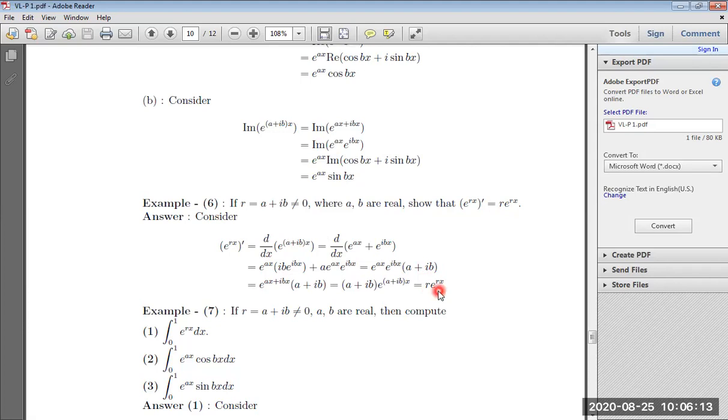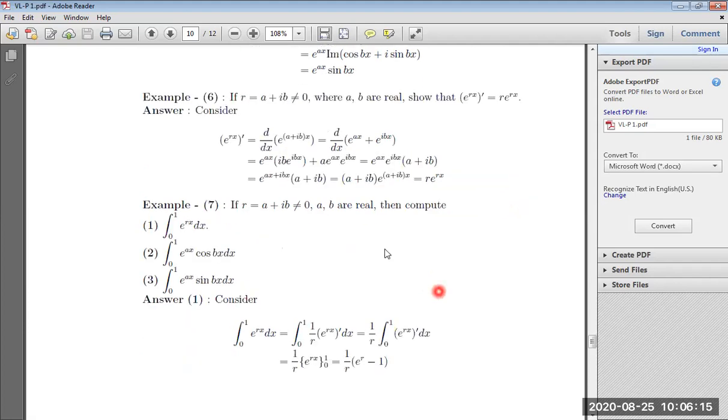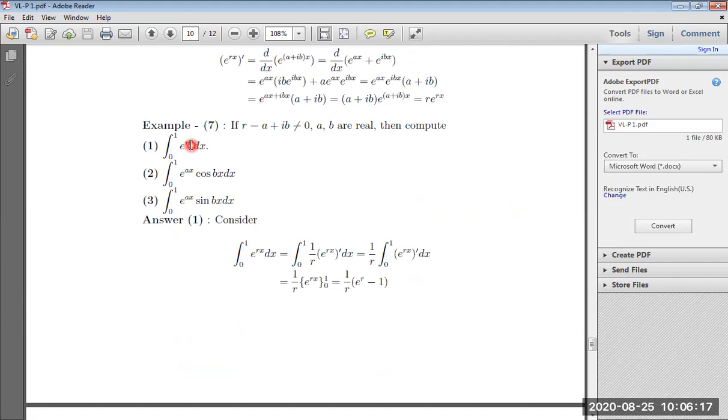Now here in example 7, you have to take the integration of that complex exponential function, because here r is a plus ib. It is complex. Then how to take the integration of these two: e to the power ax into cos bx, e to the power ax into sin bx? Take the integration, put upper and lower limits, and see what it is.